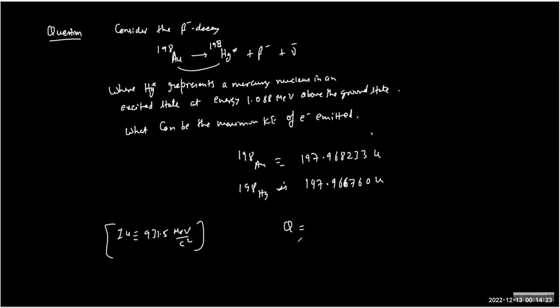Okay, so let me find the Q value. What is the Q value? 197.968233 minus 197.96676 into 931.5. Correct? This is the answer. Tell me guys. Yes, first, sir, 197.9682.